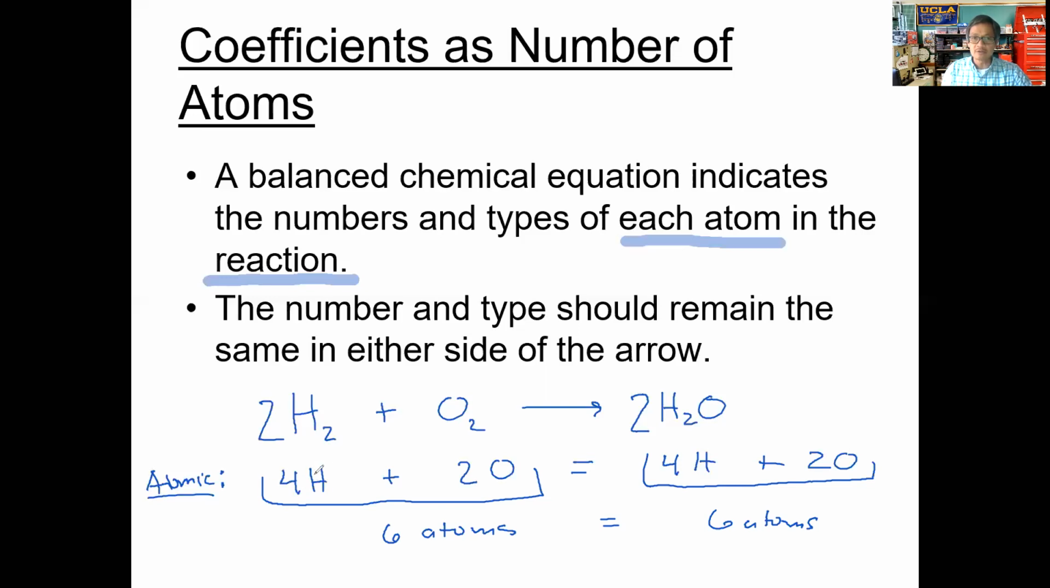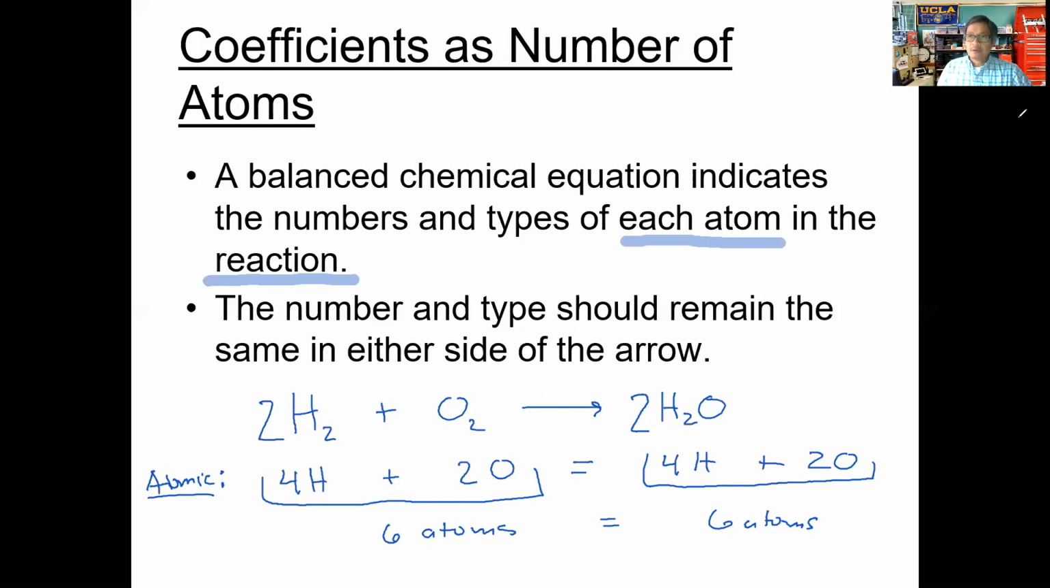We start out with 4 hydrogens, we end up with 4 hydrogens. The number of hydrogen atoms doesn't change, and we don't change hydrogen to some other element during the course of this reaction. The same thing holds true for oxygen. We start out with 2 oxygens, we have to end up with 2 oxygens. So on the most basic level, we can look at a balanced equation and determine the number of atoms we start out with and the number we end up with. They have to be the same if the balanced equation is correct. Make sure you understand that's what we have for a balanced equation.